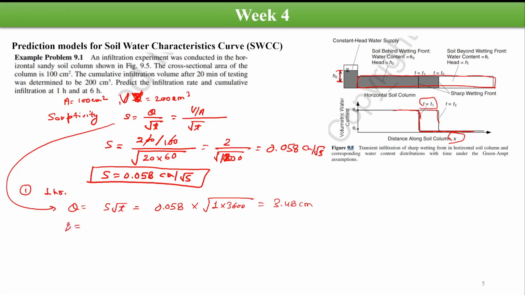Now, the rate will be nothing but q equal to dQ upon dt. If we take the derivative of this, S is a constant, and the derivative of square root of t is 1 upon 2 times square root of t. So it will be equal to 0.058 divided by 2 times square root of 3600. So let's calculate this one also.